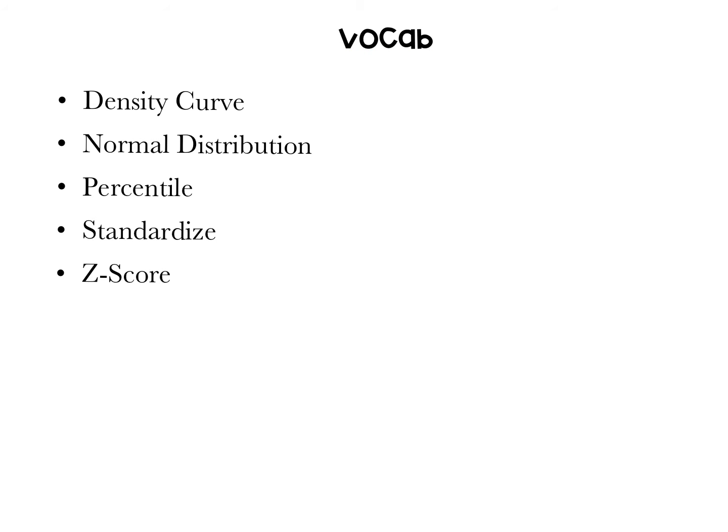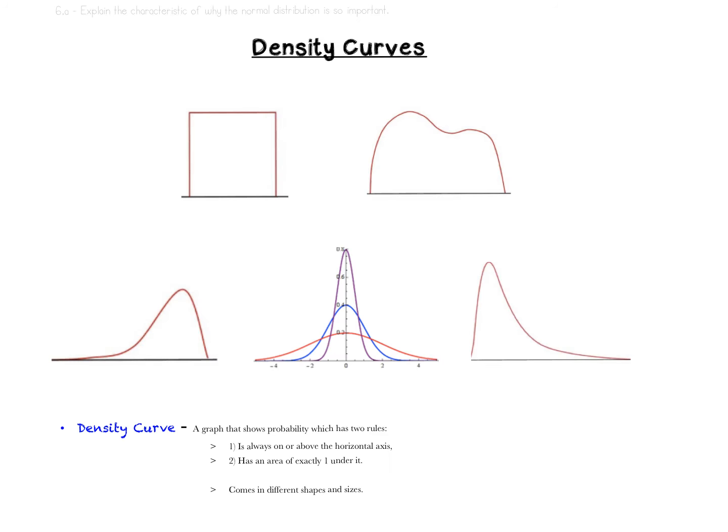So we have 5 vocabulary words that you need to become really familiar with for this lesson. We're going to be talking about density curves and specifically normal distribution density curves. We're going to talk about percentile, standardizing, and z-score. So be looking for those vocab words throughout this lesson.